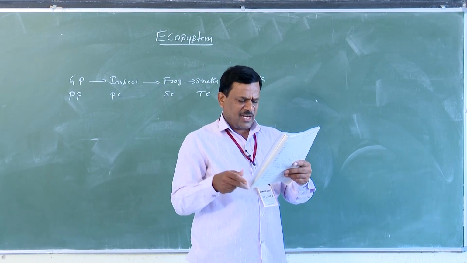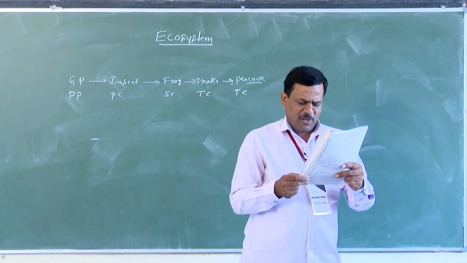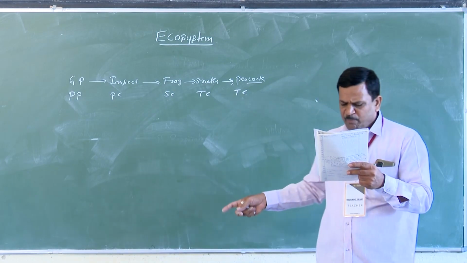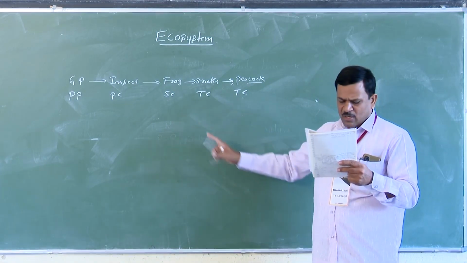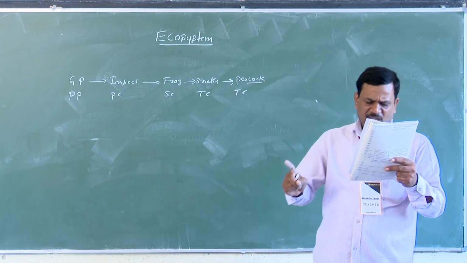Easy question. Next one is already explained. Biomass available for consumption by the herbivores and the decomposers are either the grass or net or secondary or standing crop.